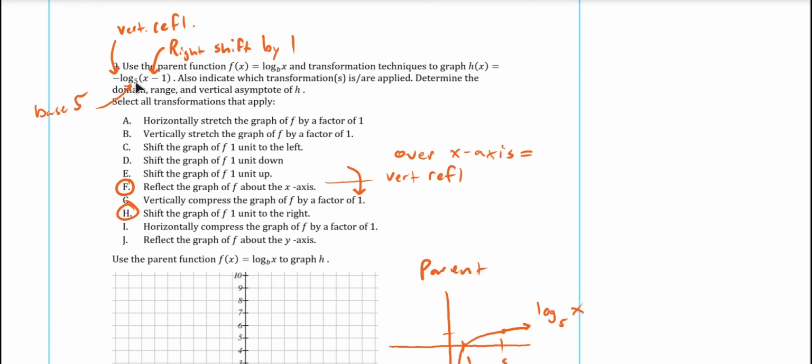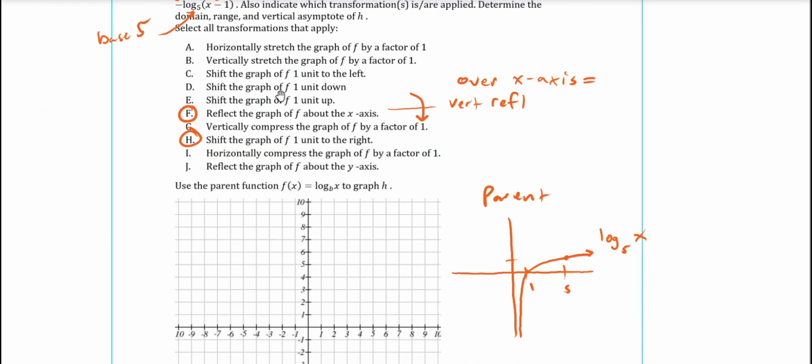Here's one that seems to have 2 transformations, and we have a base of 5. So let's take a look. Here we are right shifting by 1. That's this composition with subtraction by 1. And then on the outside, we have multiplication by a negative 1. Okay, that's going to be vertical reflection. So we want to do both of those things. Remember, vertical reflection goes over the x-axis. You'll see that written this way here. And we're also going to want to shift it 1 unit to the right. Remember, that moves against the sign.